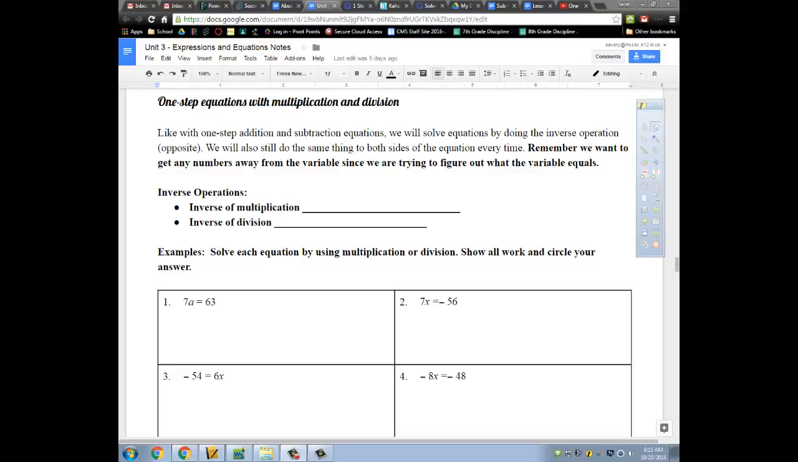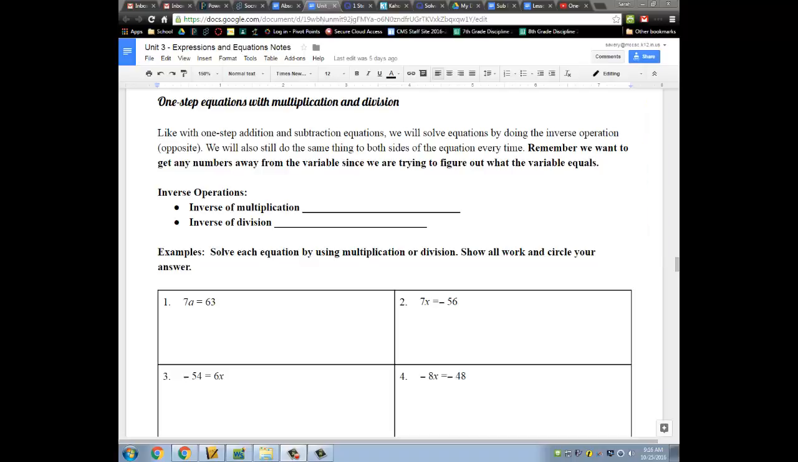Today we're going to be solving one-step equations with multiplication and division. So just like yesterday, the one-step equation just tells us that we're only doing one step to solve it. And instead of using addition or subtraction for these, we're going to use multiplication and division. So we're doing it the same way as yesterday, just instead of adding and subtracting, we're multiplying or dividing.